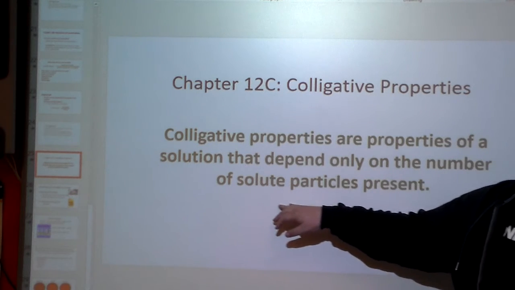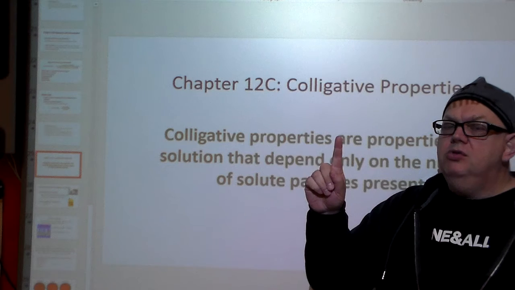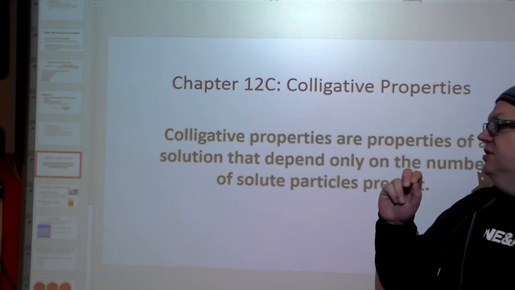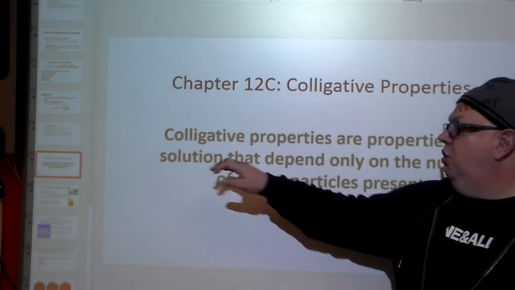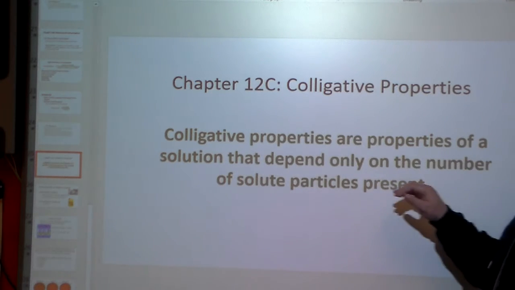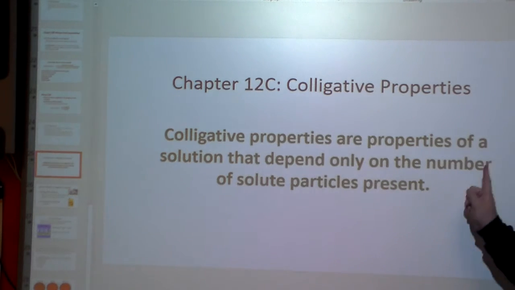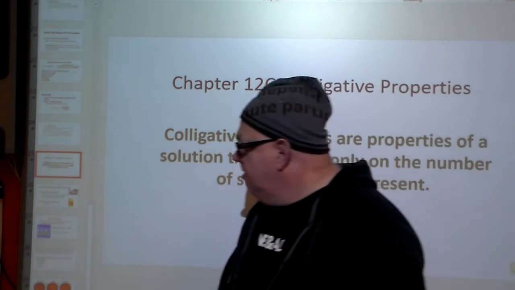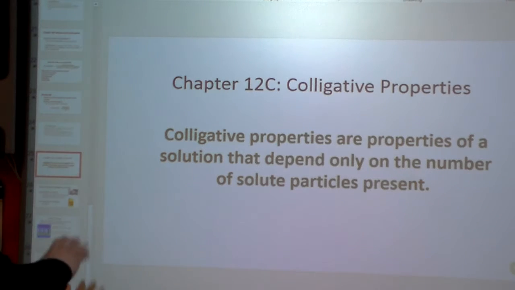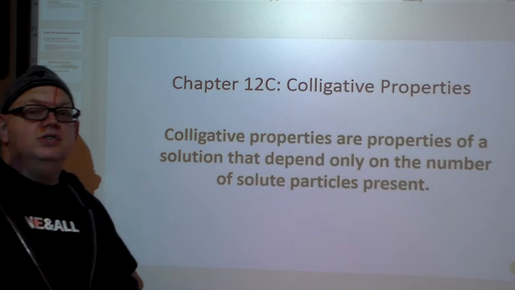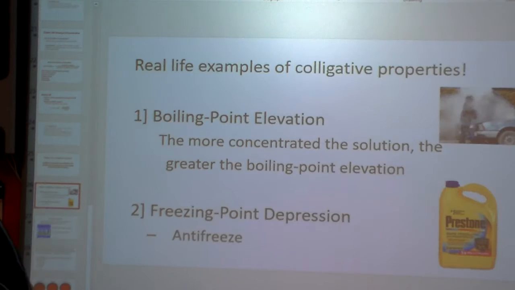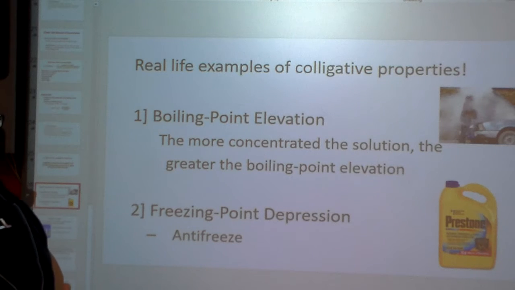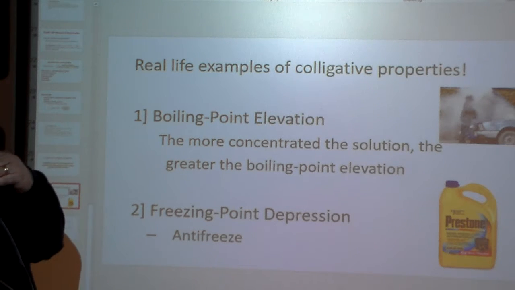Now remember, every solution has the solute that gets dissolved and the solvent that does the dissolving, okay? So colligative properties are properties of a solution that depend only on the number of solute particles present. That's it. That's all we would have to worry about for colligative properties. So it's depending on how many solute particles there are. So let's look at some real-life examples of colligative properties.